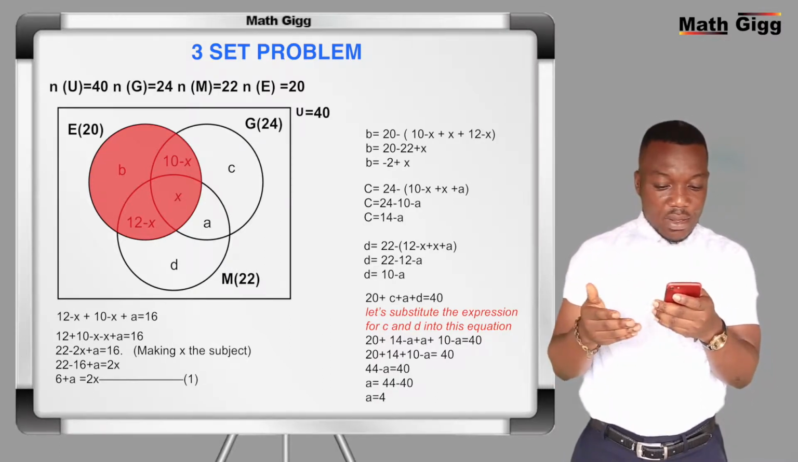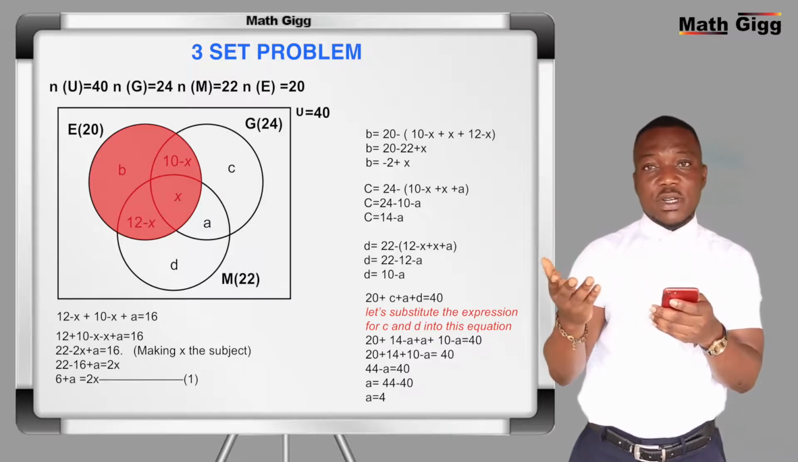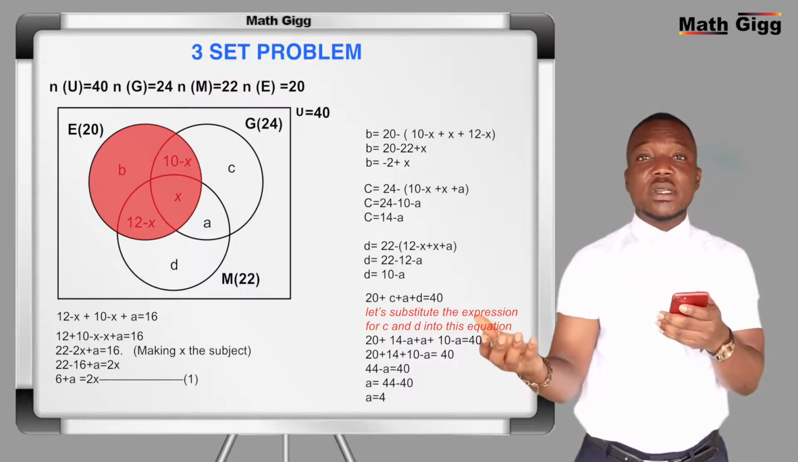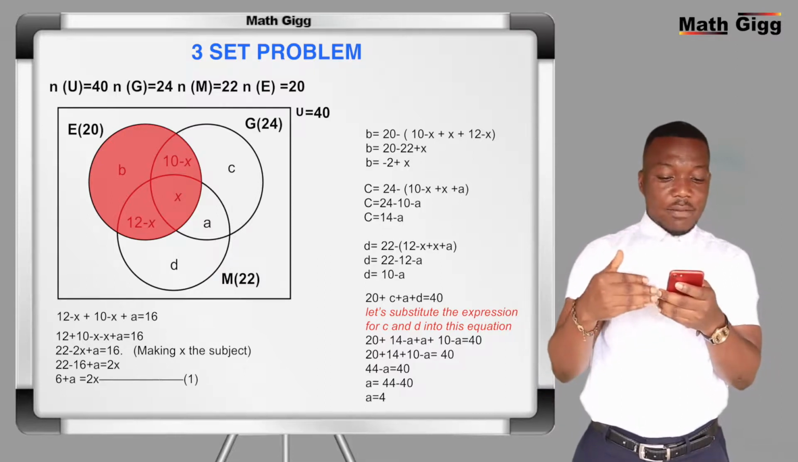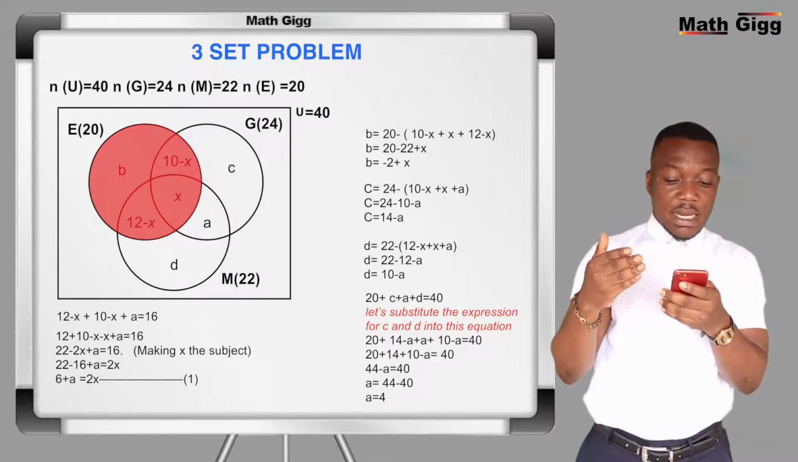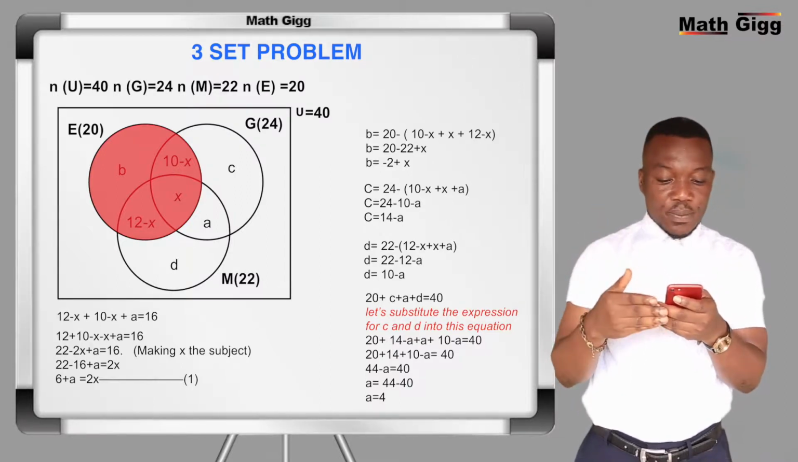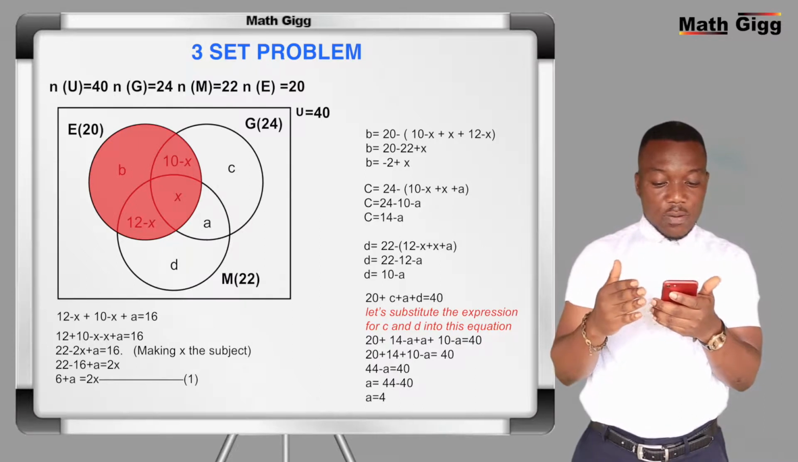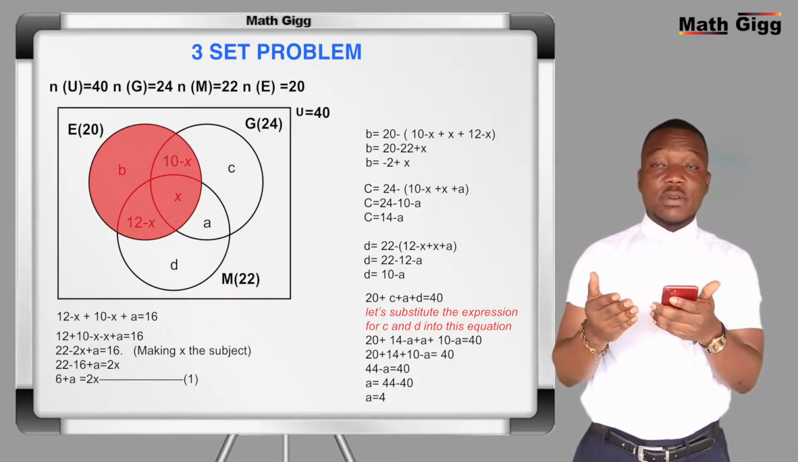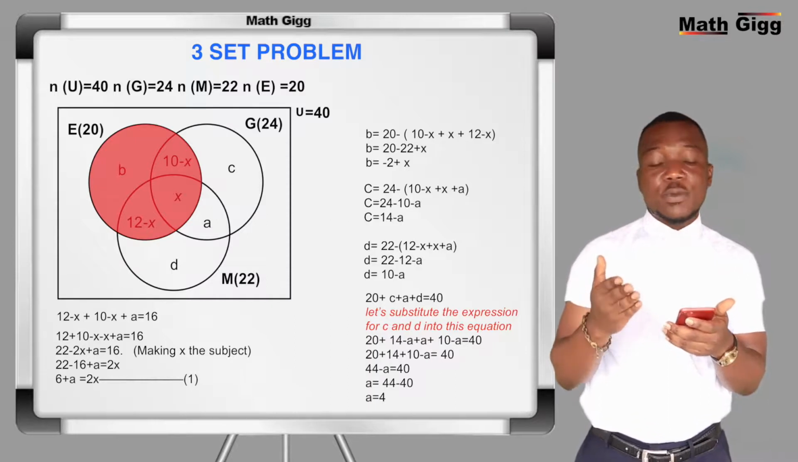Now, the good news is we have an expression for C, we have an expression for D. Let's substitute those expressions into this equation. Now, if you do that correctly, you are going to have 20 plus 14 minus A plus 10 minus A is equal to 40. Now, if you are doing your grouping of like terms, you are now going to have 44 minus A is equal to 40. You group your like terms, A is equal to 4.